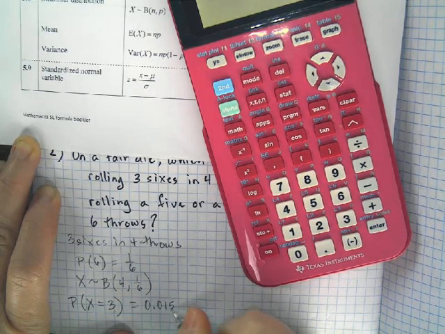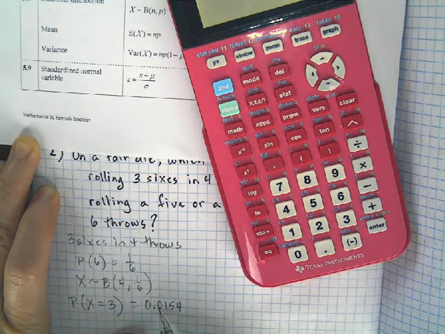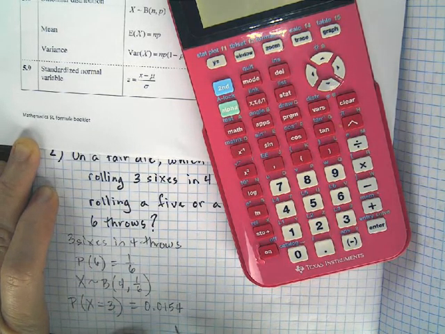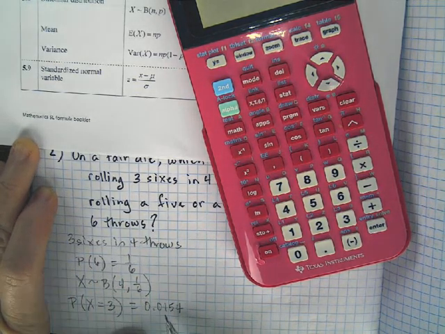0.0154. And this is 3 significant figures because this 0 doesn't count because it's a placeholder. Think about if you were to write this in scientific notation. What would be your 3 significant figures? It would be 1.54 times 10 to the negative 2. Okay, so this is what I want.